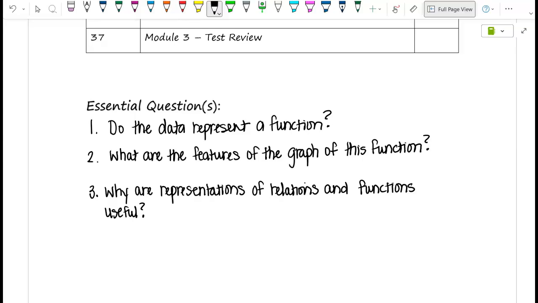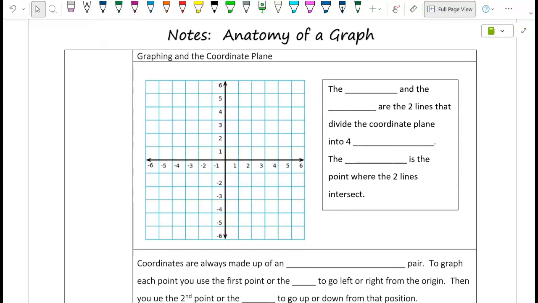All right, so we are going to move on to page 7 for our first set of notes, anatomy of a graph. And I'm hoping that a lot of what we're talking about in this lesson is just review. We added this lesson in before the actual lessons in the unit, just to make sure we have our vocabulary down about the coordinate plane and how the coordinate plane works.